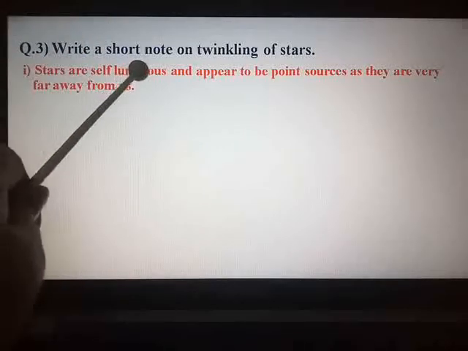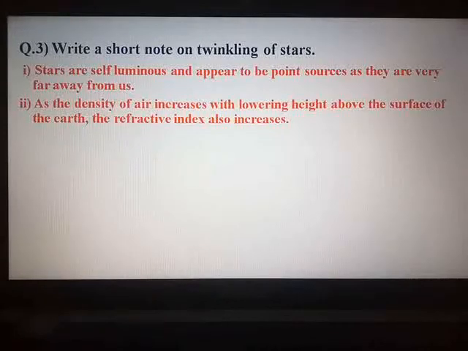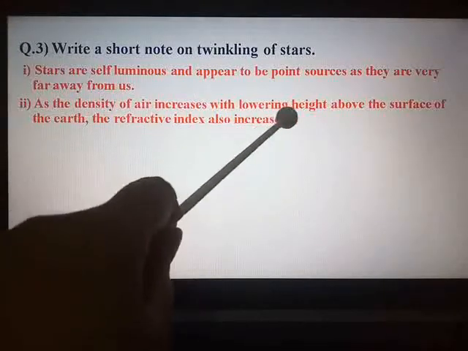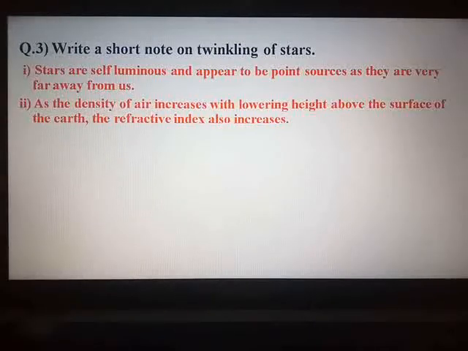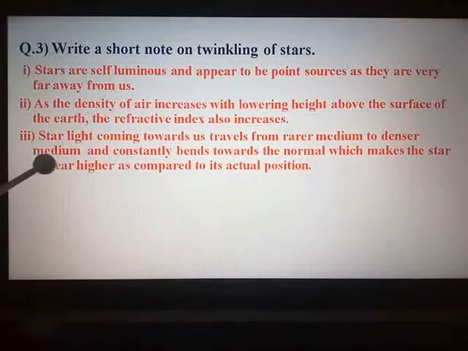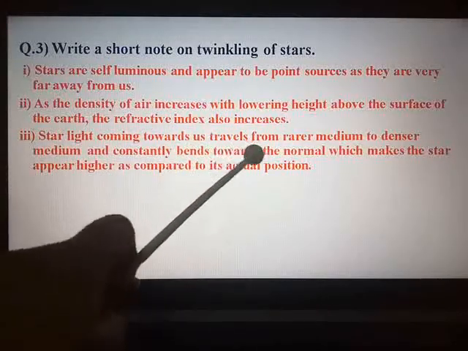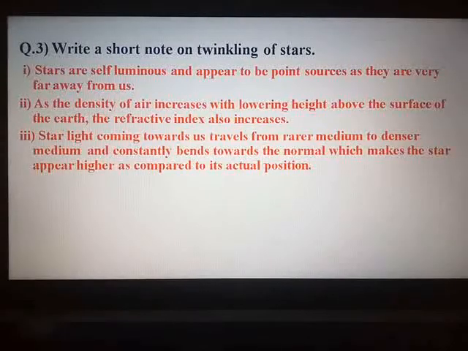Stars are self-luminous and appear to be point sources as they are very far away from us. You have to just shorten up the point which is given in the textbook. Point number 2, second line in the same paragraph, last 2 words. As the density of air increases with lowering height above the surface of the earth, the refractive index also increases. Continue marking. Starlight coming towards us travels from rarer medium to denser medium and constantly bends towards the normal, which makes the star appear higher as compared to its actual position.